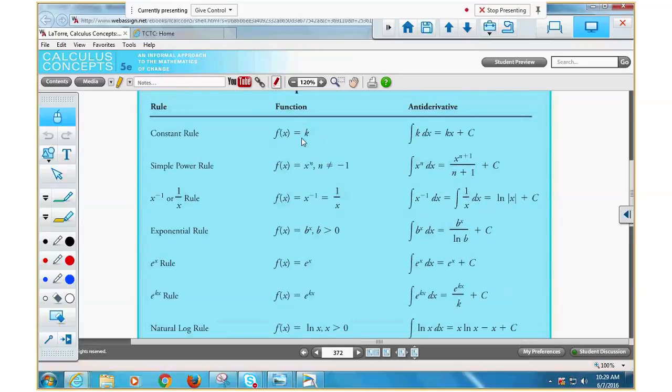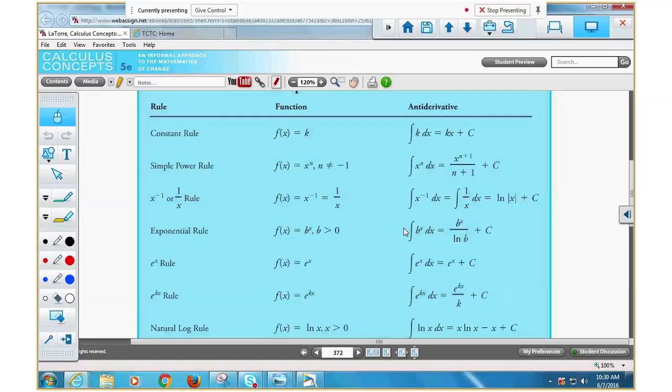Here's one. F of x is equal to 4. The antiderivative of 4 is equal to 4x. Power rule. 4x squared would be 4x to the third power over 3. Here's 4 to the negative 1. That would be 1 over 4. And then you would take the derivative of that, would be the natural log of whatever it comes out. I'm sorry, 4 natural log of x.